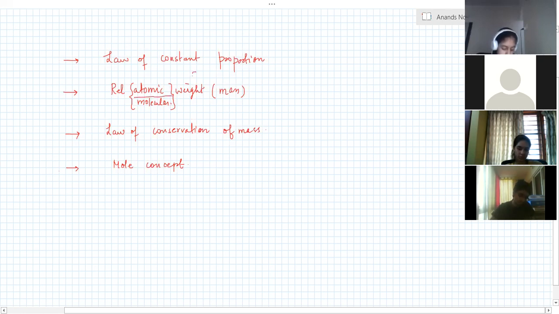People used to use the term weight, but weight is not correct because it depends on gravity. Mass is the correct term to use. Law of conservation of mass and mole concept. These are the 4 things which I want to discuss with you today. All right.